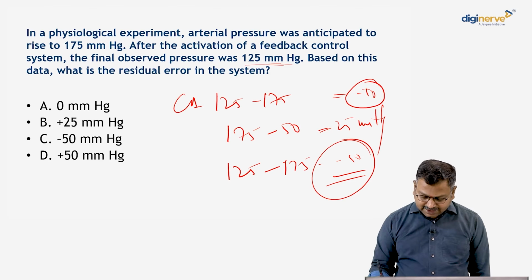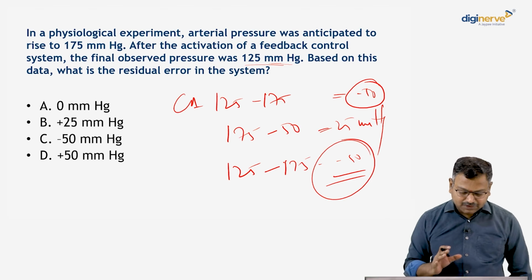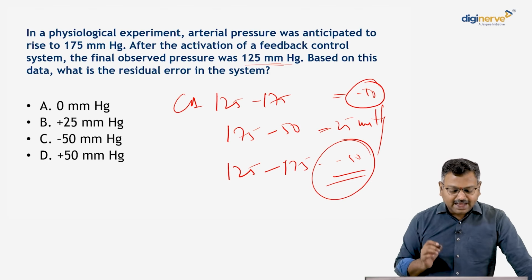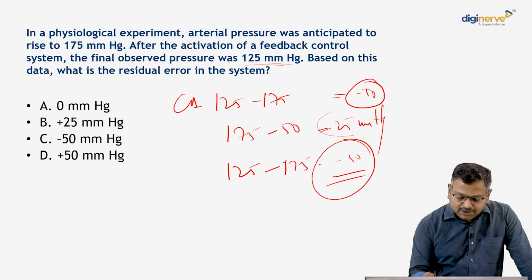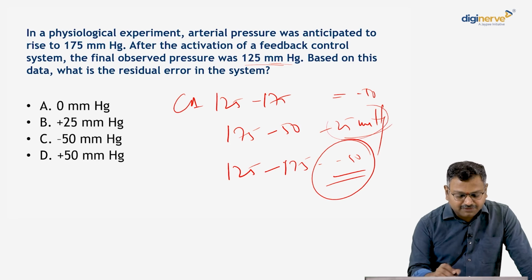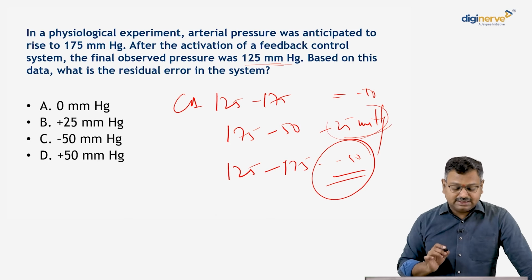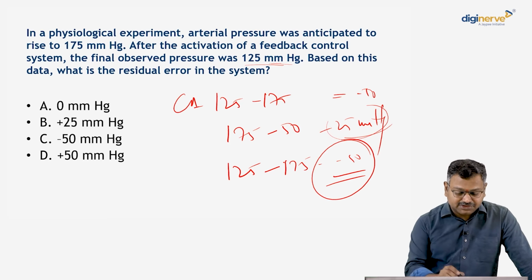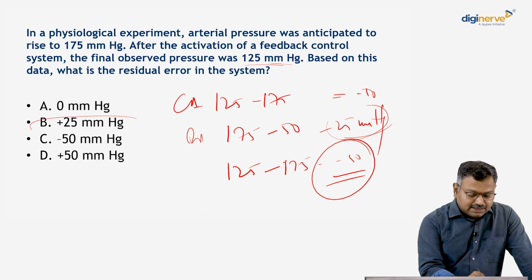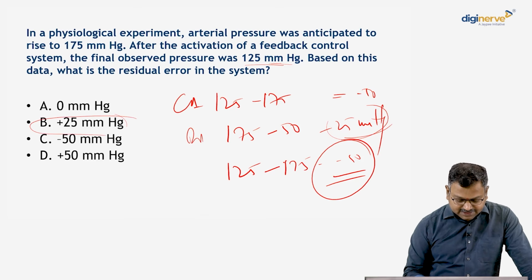So if you look at the residual error, the actual residual error is only 25 millimeters, not 50 as you would get by directly subtracting. So the actual residual error in this case is plus 25. So the answer is plus 25 millimeters.